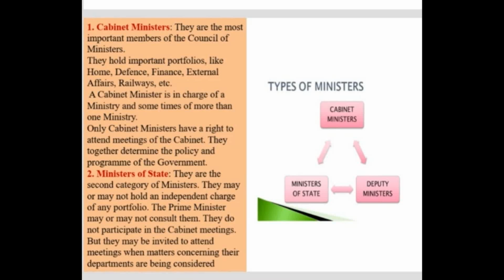So now let us try to understand the different categories of ministers who will be working for the Prime Minister in his governance. As we have said, there are three categories of ministers. So who are those three? One is the cabinet minister, the second group of ministers are ministers of state, and the third group of ministers are deputy ministers. So these three groups of ministers along with the Prime Minister will be called the Council of Ministers, and the head of the Council of Ministers is the Prime Minister. So let us now discuss one by one.